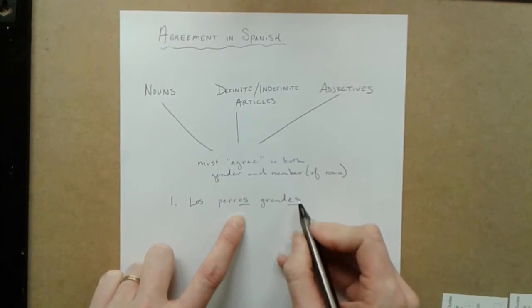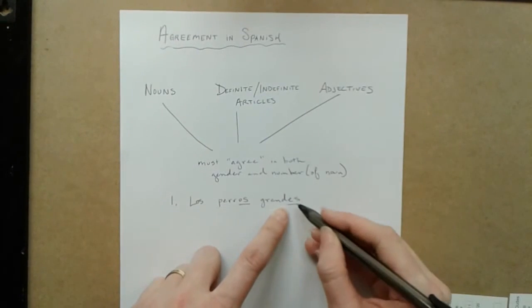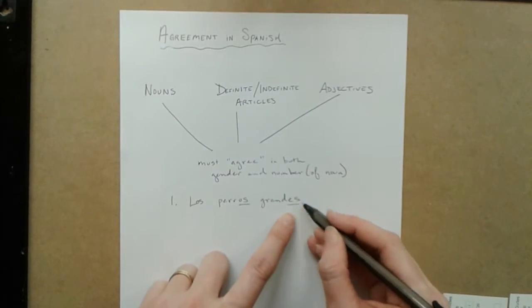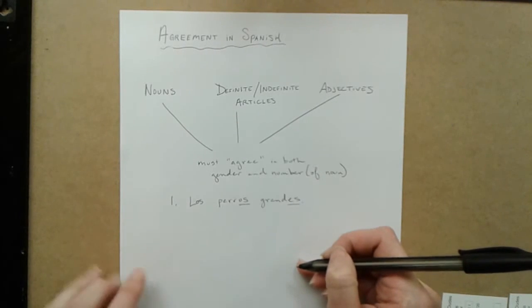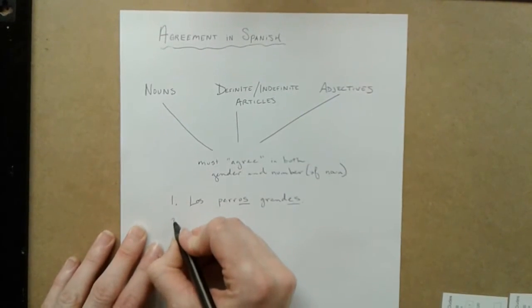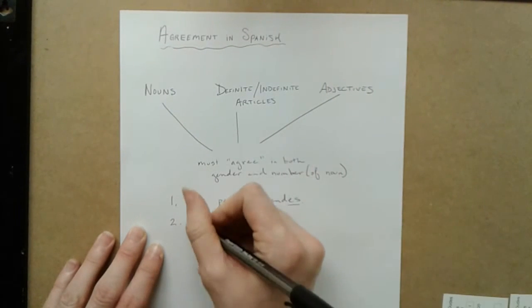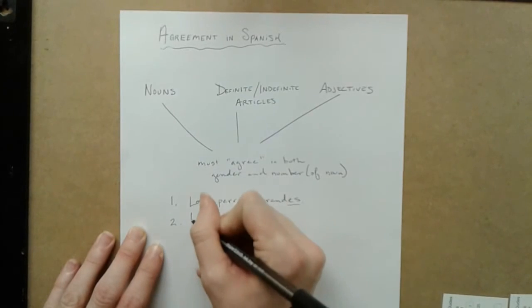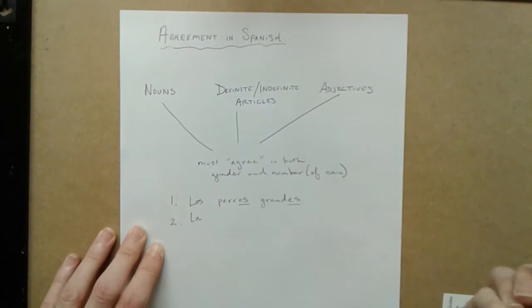Es at the end because it's plural. Grande is one of those adjectives that doesn't change for gender, so we don't have to worry about that one for this example. All right. Second example.